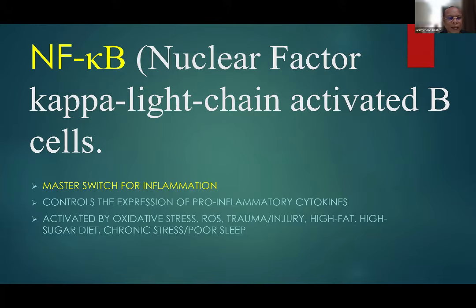Did you know that NF-kappa B controls the expression of all the pro-inflammatory cytokines which we have mentioned earlier: interleukin 1, interleukin 6, and TNF alpha? Now, what is interesting here is that this particular molecule can be activated by oxidative stress, reactive oxygen species, trauma, injury, high fat and high sugar diet, chronic stress, and poor sleep.